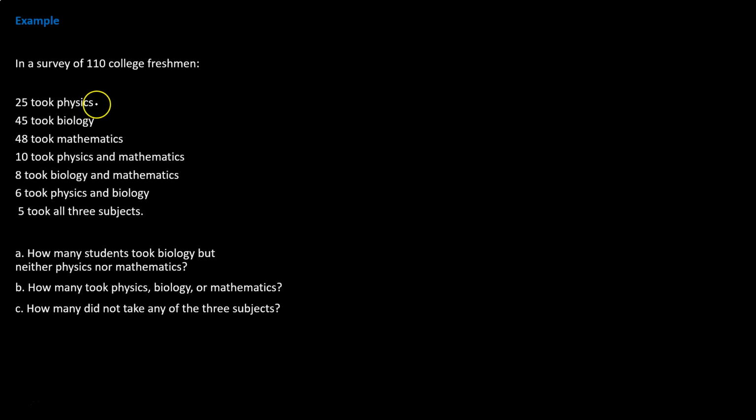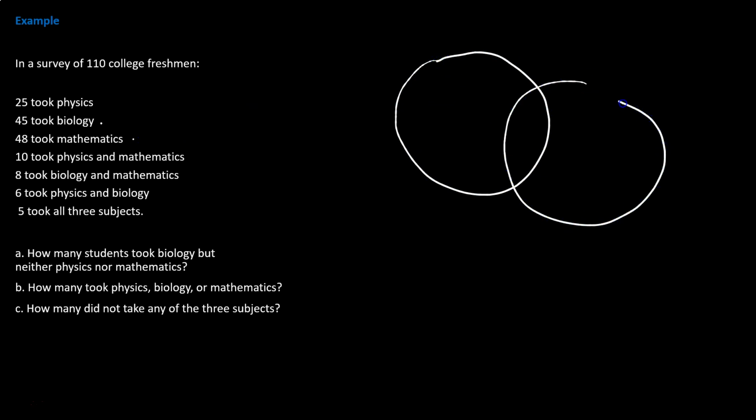So I can see there's a few categories: physics, biology, and mathematics. So let's start by drawing three circles: physics, biology, mathematics. And notice that I'm just assuming that they might overlap. We don't know, but it's better to have the possibility than to have to redraw your diagram because you didn't consider it. So I need all three circles to overlap.